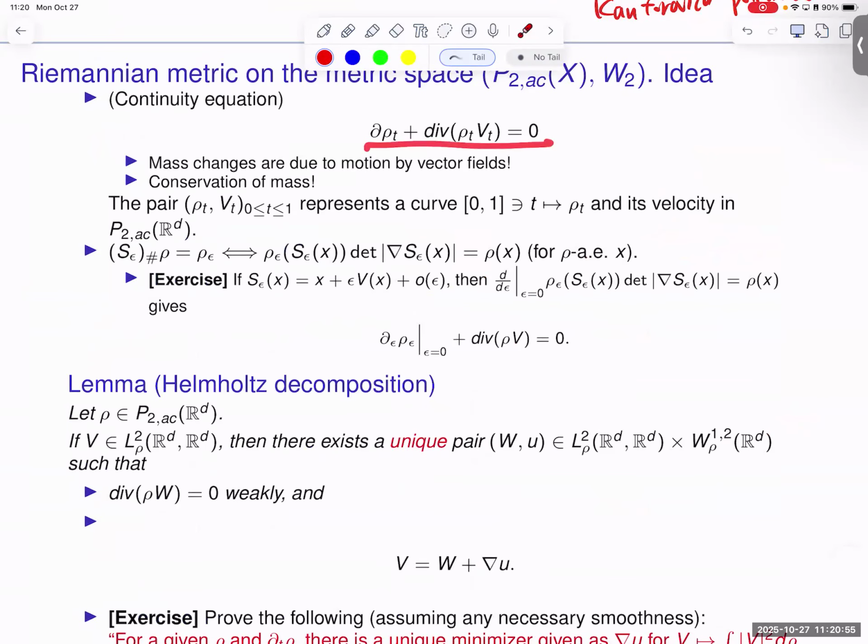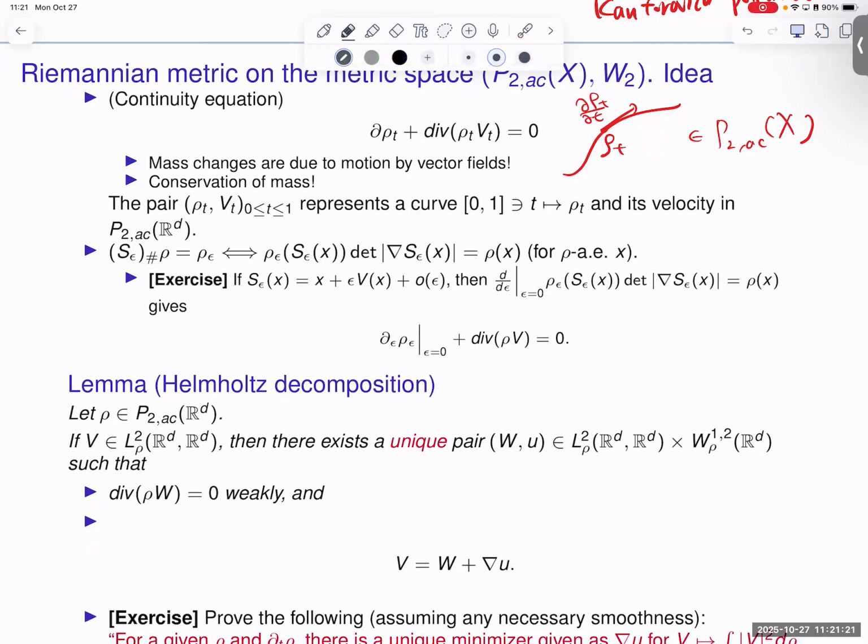Another important aspect is the continuity equation. It says, given a curve rho t in the space of probability measures, if rho t is differentiable, then there is a time derivative. But this curve is not just the trajectory of a point. It's a trajectory of particles, infinitely many particles. So such a distribution rho t is moving.